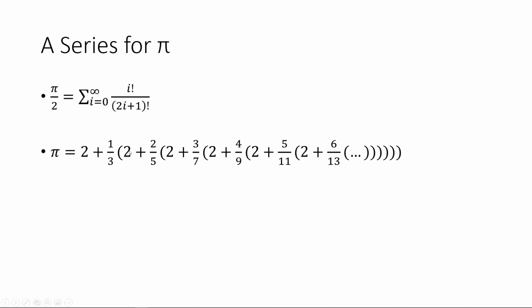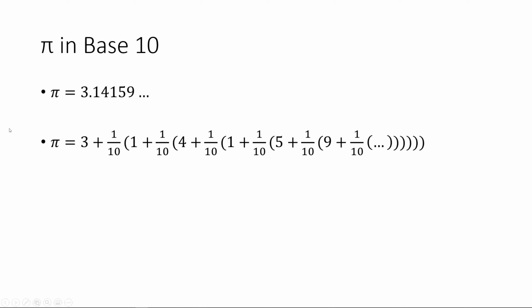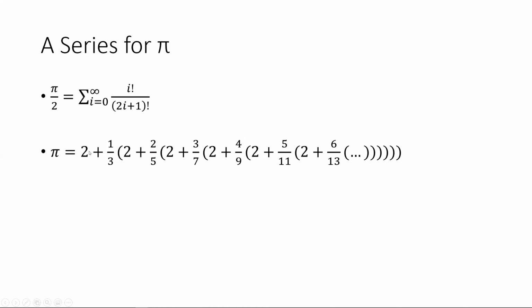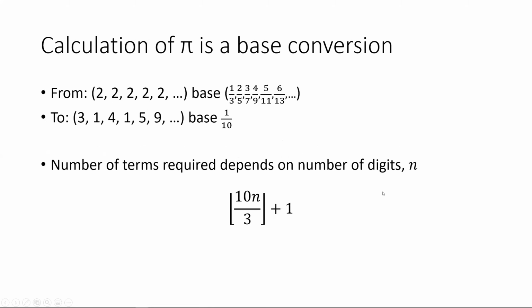And they found a convenient series for pi that translates to a very similar looking formula where all of the constants are 2, as compared with the previous one where we had 3, 1, 4, 1, 5, 9, and the base was constant. In their approach, the value is 2, 2, 2, 2, 2, but the base is a third, 2/5, and so on. So all we have to do really is convert from this 2, 2, 2, 2 in that kind of odd combination of bases back to the 3, 1, 4, 1, 5, 9 in base 1/10.